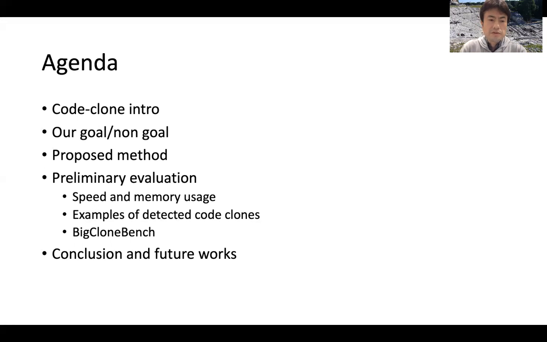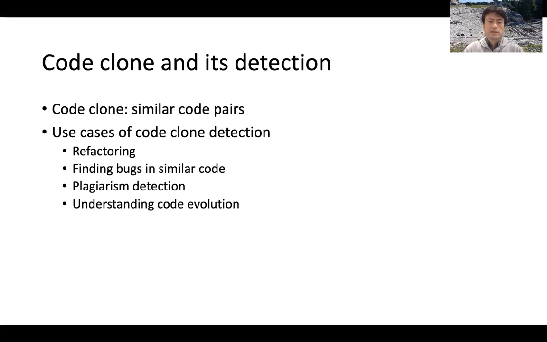So we first introduce what a code clone is, then show our goals and non-goals, and present our proposed method and preliminary evaluation. Finally, we present a conclusion and future work. A code clone is a similar code pair in a code repository. Finding code clones is useful for refactoring and finding bugs in similar code, plagiarism detection, and understanding code evolution.